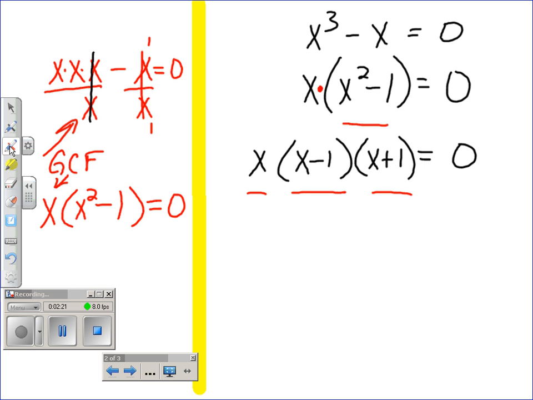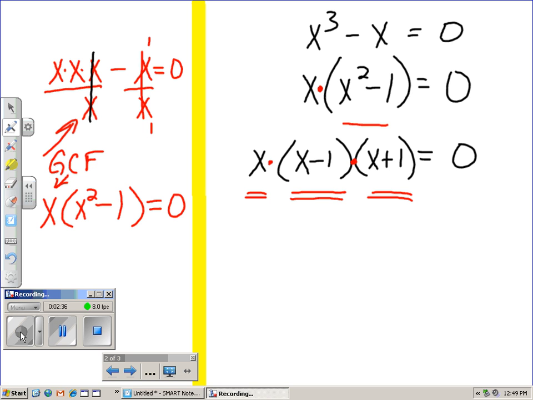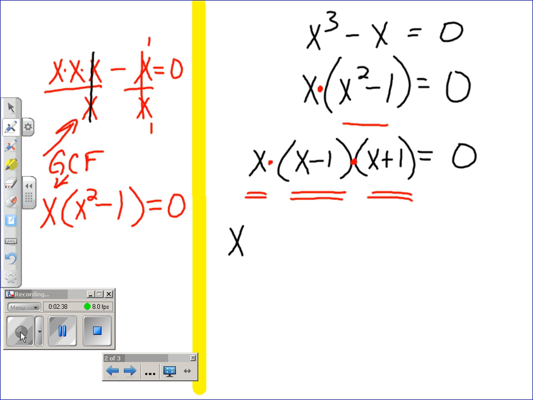How do you know what a factor is? A factor is anything that's being multiplied. So the x is being multiplied. This group, x minus 1, that whole group is a factor. And this group, x plus 1, is being multiplied, so that whole group is a factor. Now that I have them broken into factors, I can take each factor and set it equal to 0.